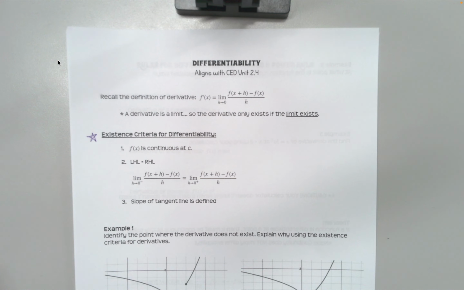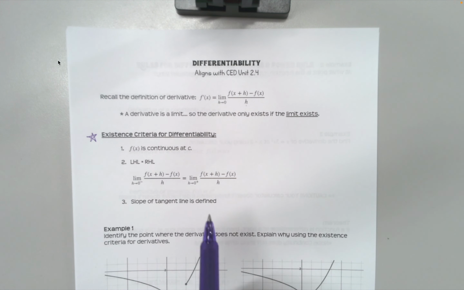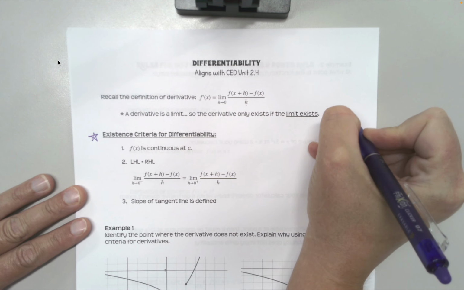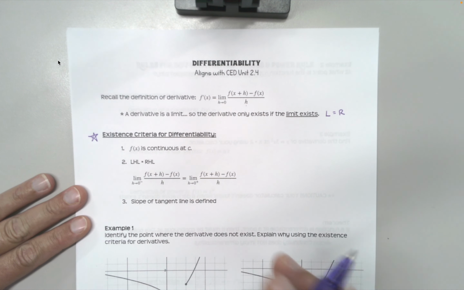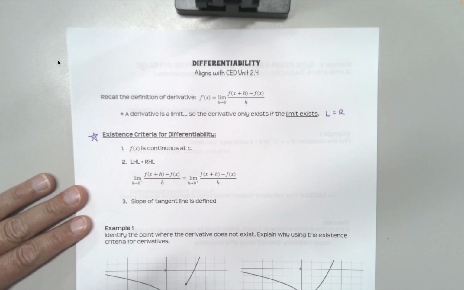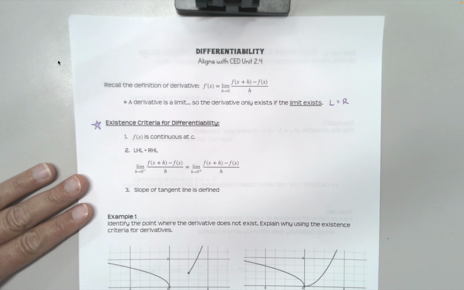Derivatives are found by taking a limit of a slope function. So we have two things to think about: how do we find slope, and how do we find limits? We have to remember, when does a limit exist? A limit only exists if the left-handed side equals the right-handed side. So when we get into differentiability, just keep in mind that we're talking about limits, and we already know how to work with limits.